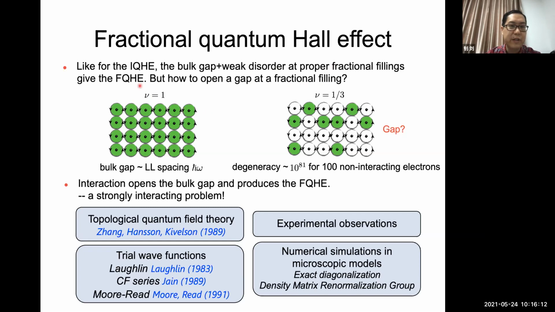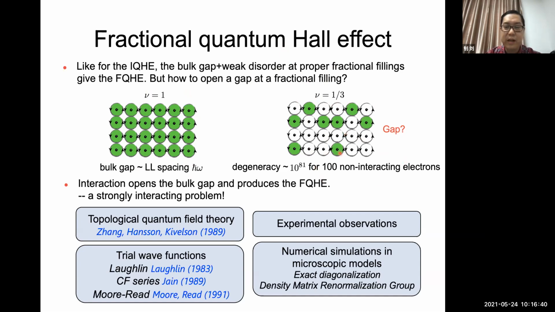Well, at integer fillings, it's easy to open a gap because in this case, the bulk gap naturally appears as a Landau level spacing, as I said before. However, at a fractional filling, for example, 1/3, because all single particle states within this partially filled Landau level are degenerate, if we don't consider interaction between electrons, we will have a huge degeneracy.